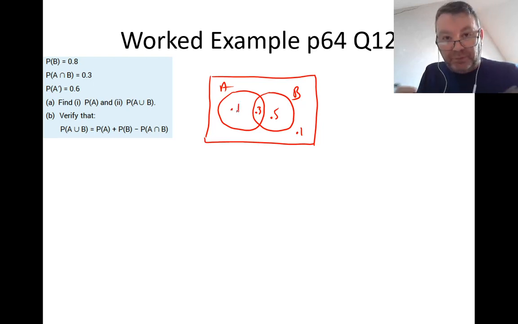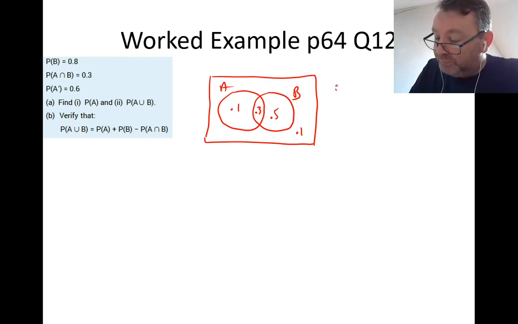0.1 in there. That brings me up totally to the total of 1. Okay, so find P of A. We've done that. And part 2. So P of A, let me just write that down. So P of A is equal to 0.1.